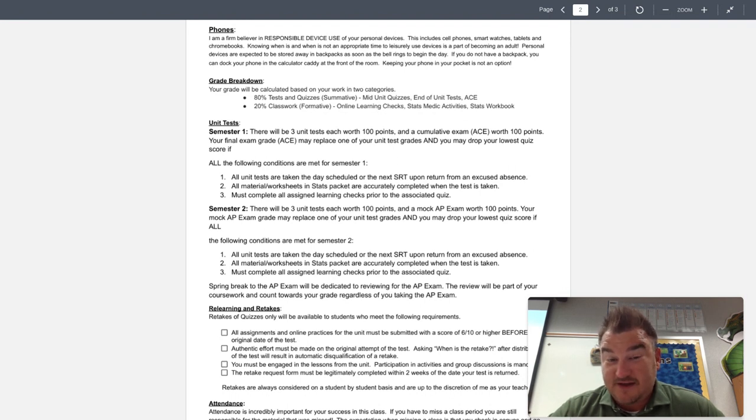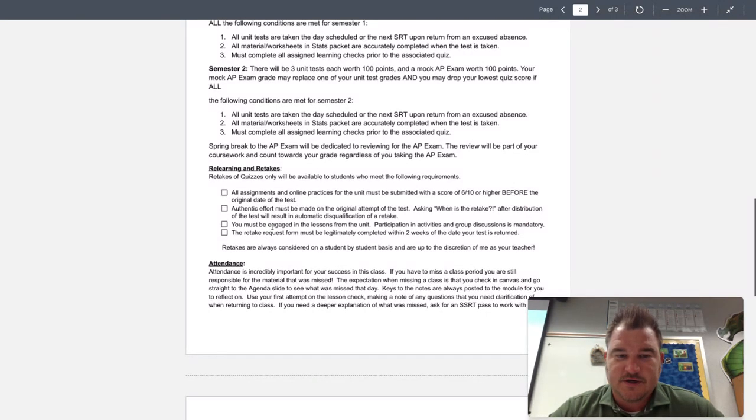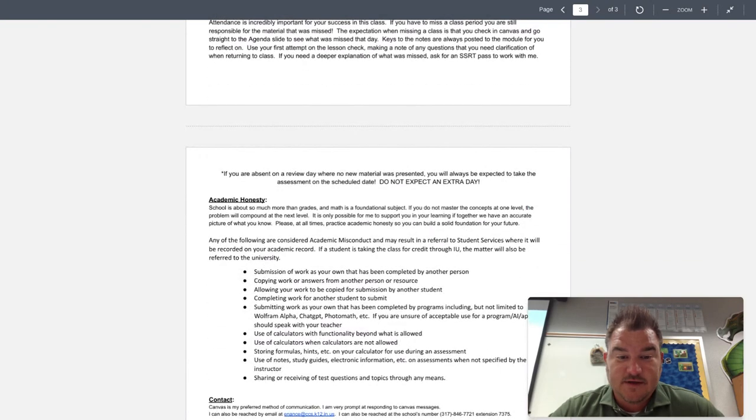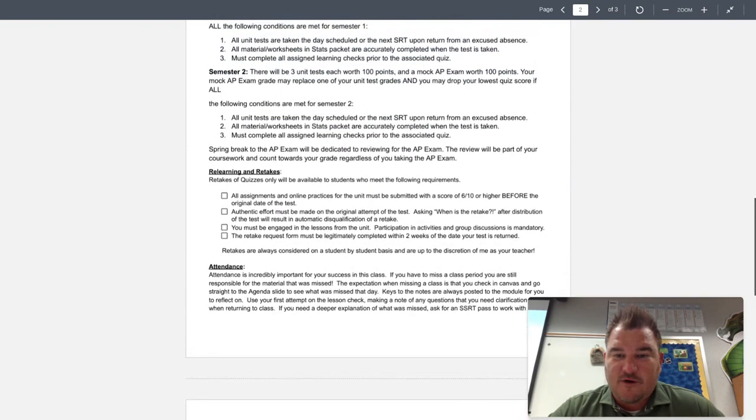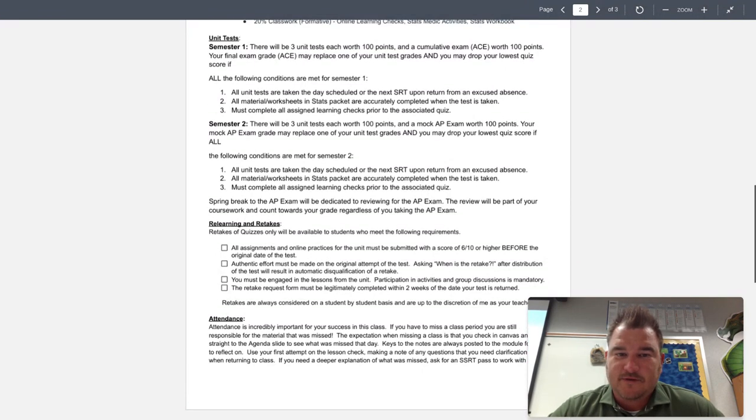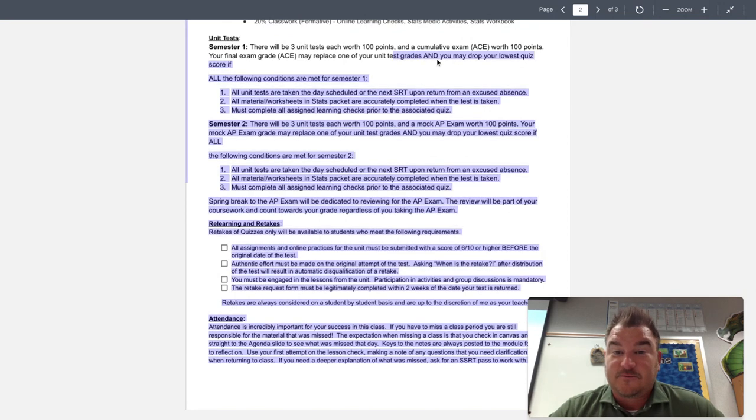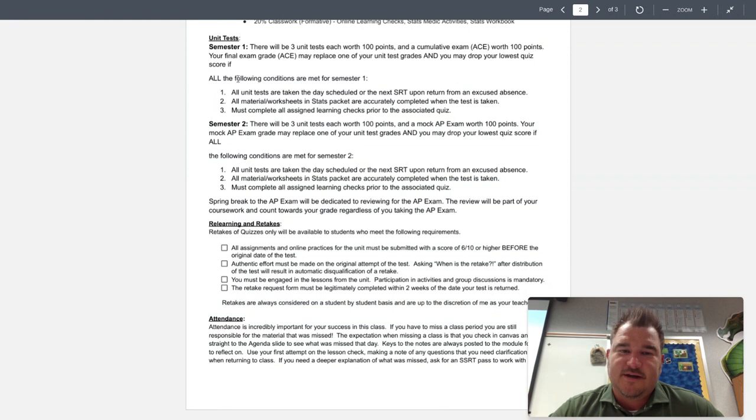What we do is test grade replacement, which, as you can see, the explanation for how that works here is that tests can be replaced if they have all of their homework assignments in, all their quizzes done. They can replace one of those test grades, they drop the lowest test grade. Here it is, I'm sorry. Your final exam grade may replace one of your unit tests, and you may drop your lowest quiz score if you have all of these checked off here as well.